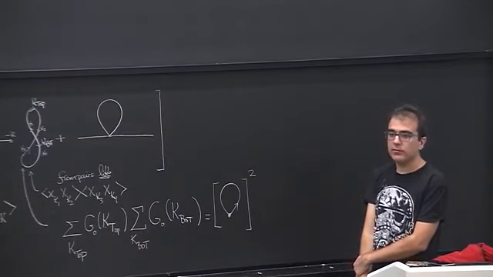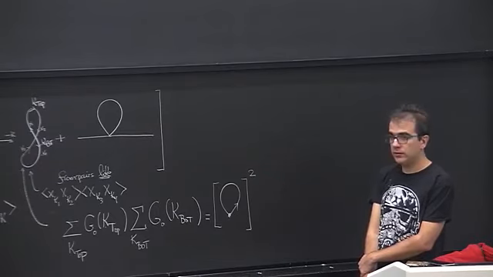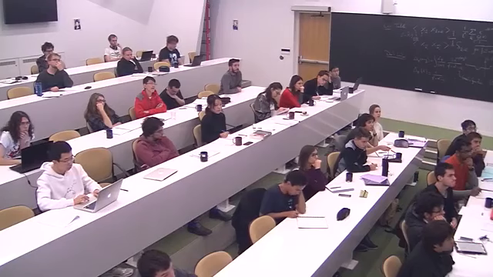Okay? Yeah. Are the sums over k top and k bottom not already in the sum that you have outside the brackets? Or are they different? They're different sums.